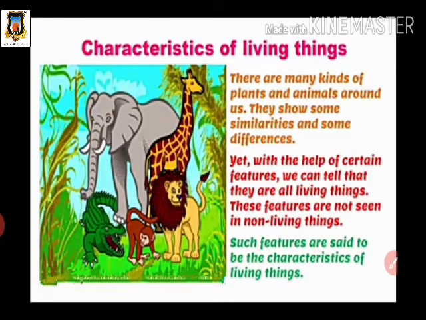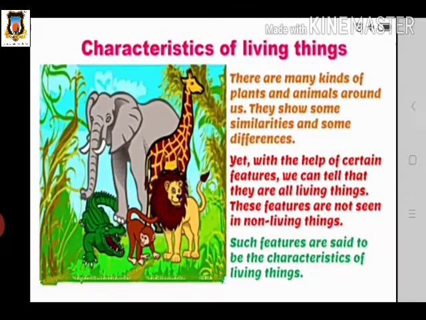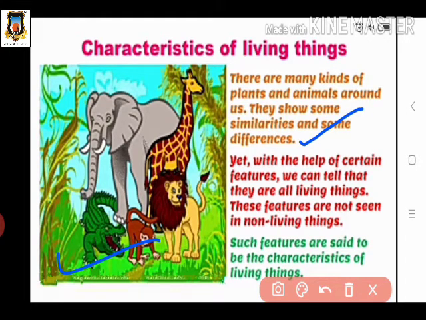We know that there are many kinds of plants and animals around us. If we look at this image, on the earth's surface there are various types of plants and animals. They show some similarities and some differences. With the help of certain features, we can tell that they are living things.